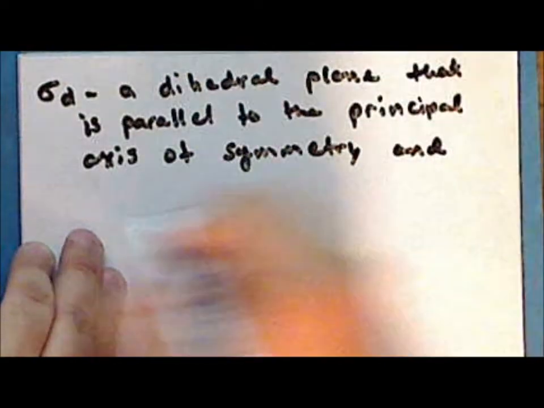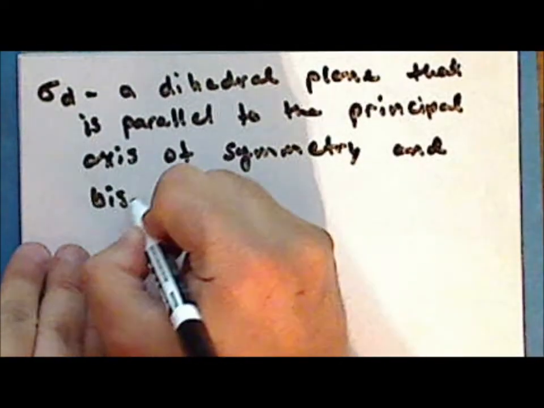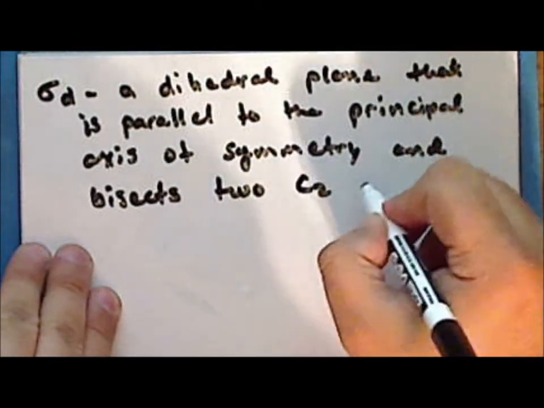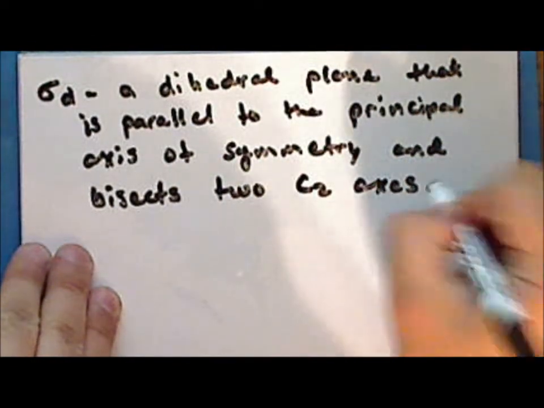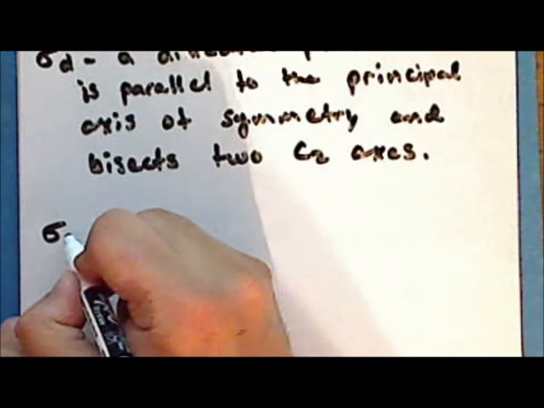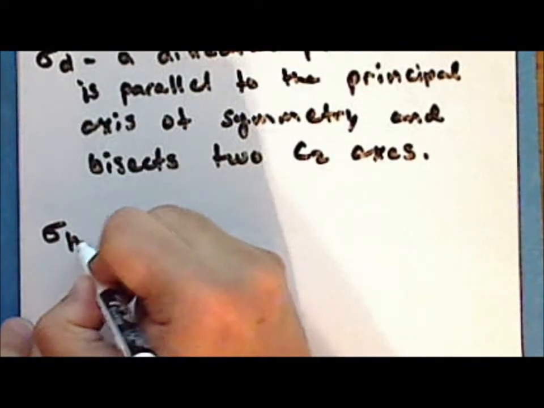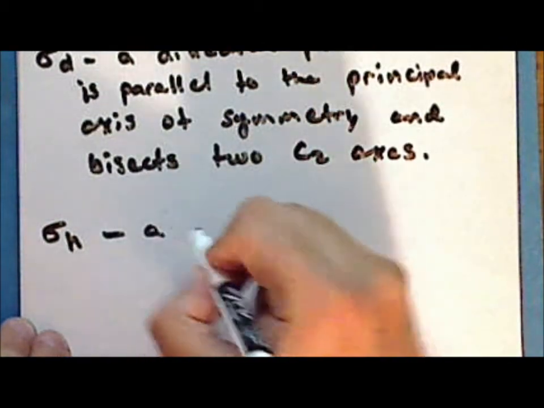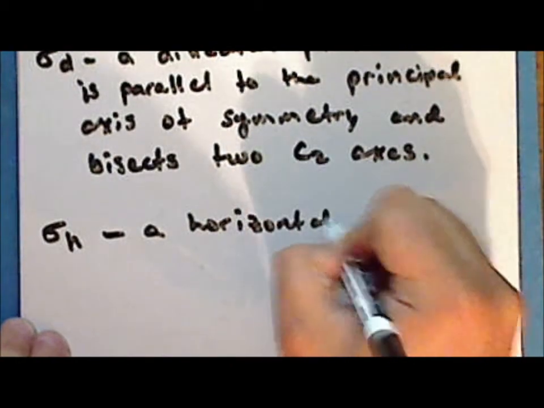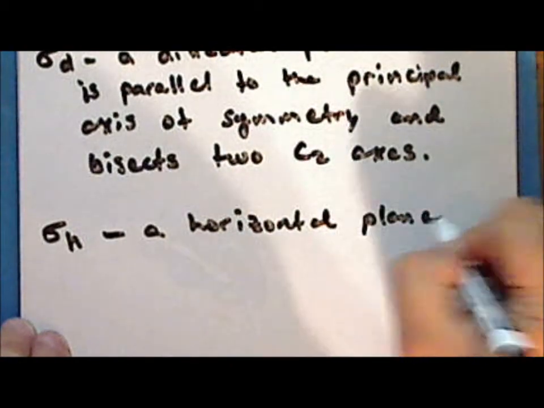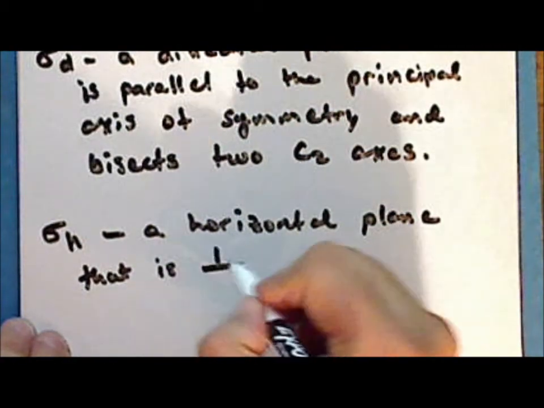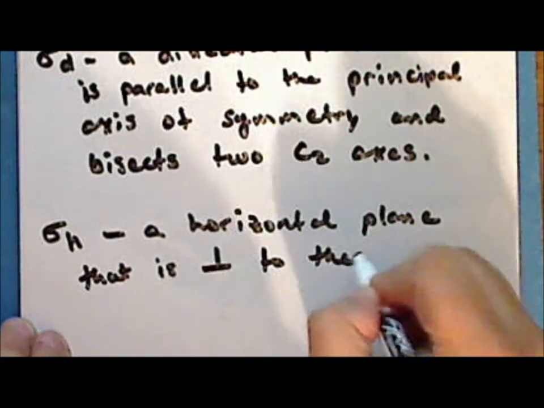and bisects two C2 axes. And finally, what we call a horizontal plane, which we denote sigma sub h, that is perpendicular to the principal axis of symmetry.